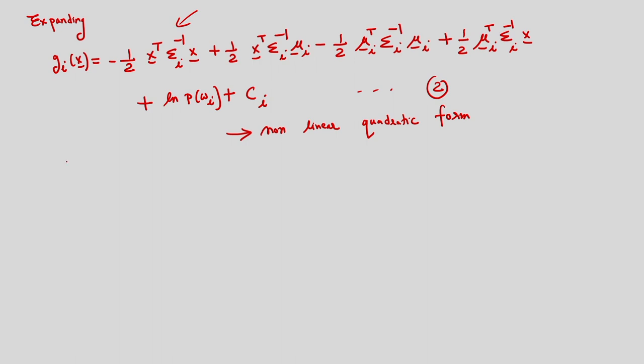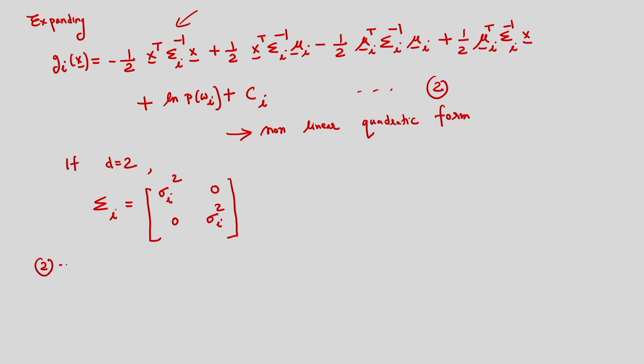Suppose I give one example. Suppose d is equal to 2, the dimension is 2. Then corresponding to this, you can determine the covariance matrix. The covariance matrix will be simply sigma i square, 0, 0, sigma i whole square. This is the covariance matrix.